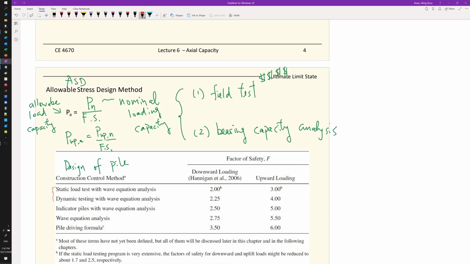So those are the field tests. If you're given the field test data, then your factor of safety can be lower, which means you are more certain. But the wave equation analysis and the pile driving formulas, those are done while the contractor is driving the piles. So it's not like a specific test to try to fail the soils or fail the piles to get the true capacity of the piles. Those factors of safety mean you're not paying extra money to do a dedicated test, and so that's why the factor of safety is a bit higher.